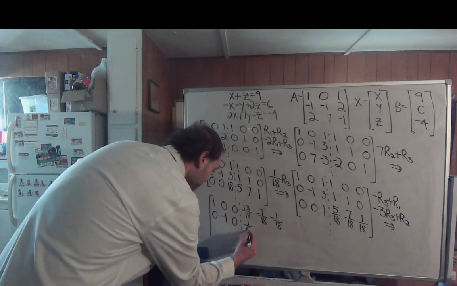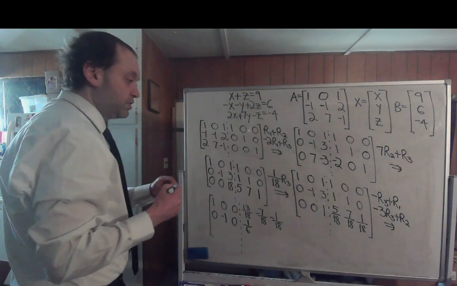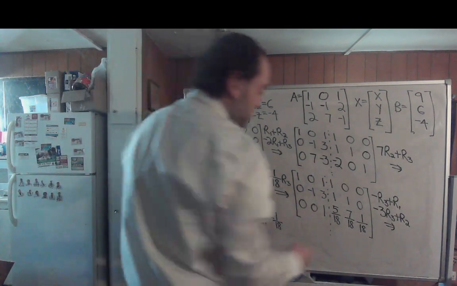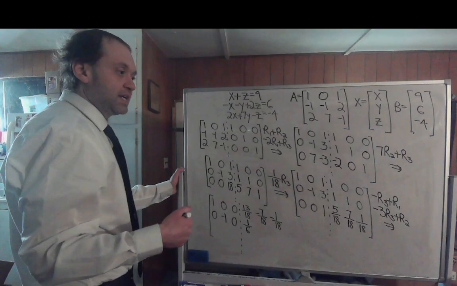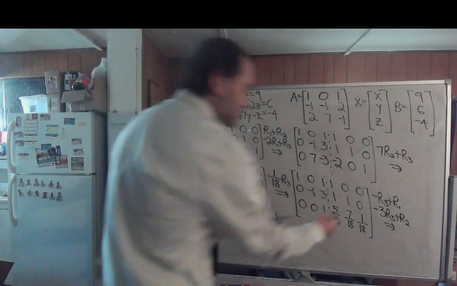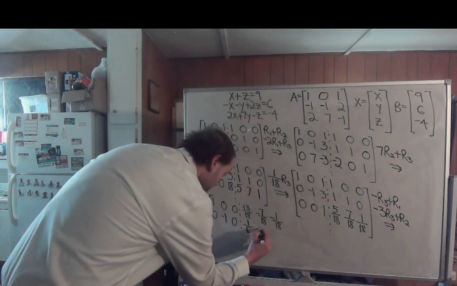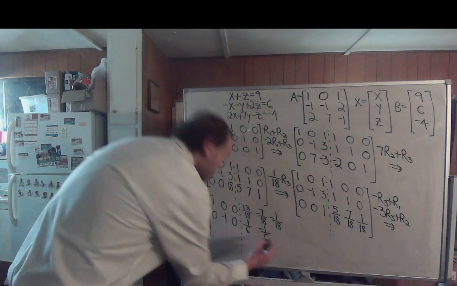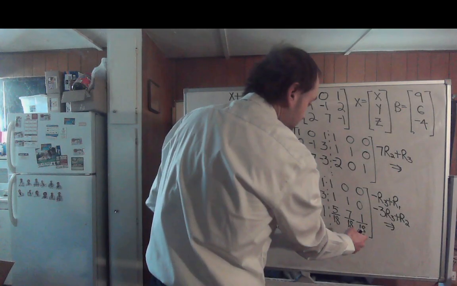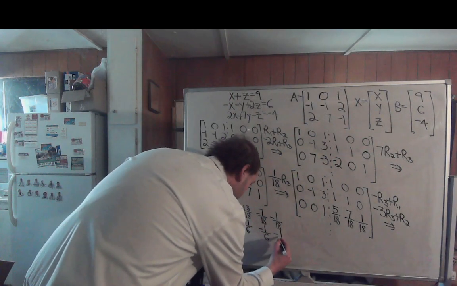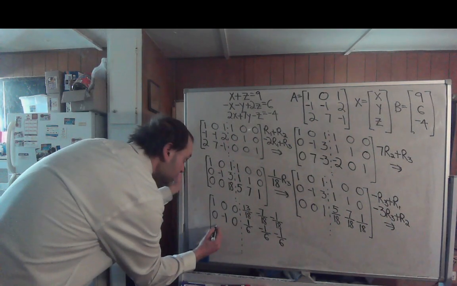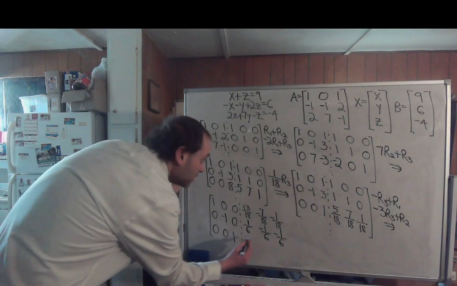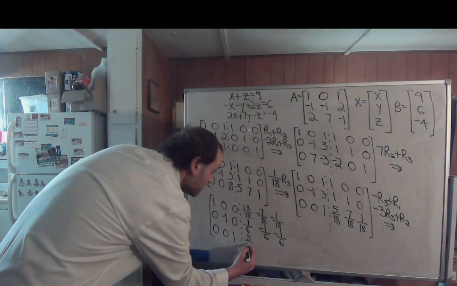So we have smaller denominators to work with in row 2. Negative 7/18 times 3 would turn into negative 21/18, which would be negative 7/6 plus 6/6. That would give you negative 1/6. And then negative 3/18 is negative 1/6 plus 0. That would also give you negative 1/6. And then we have 0, 0, 1 with all these values.